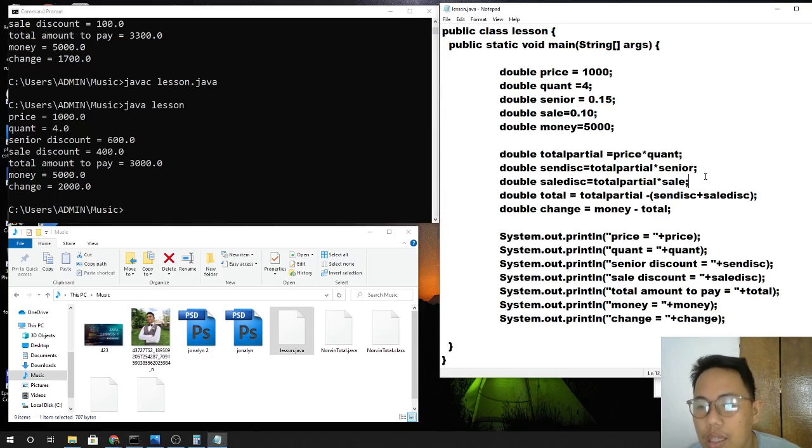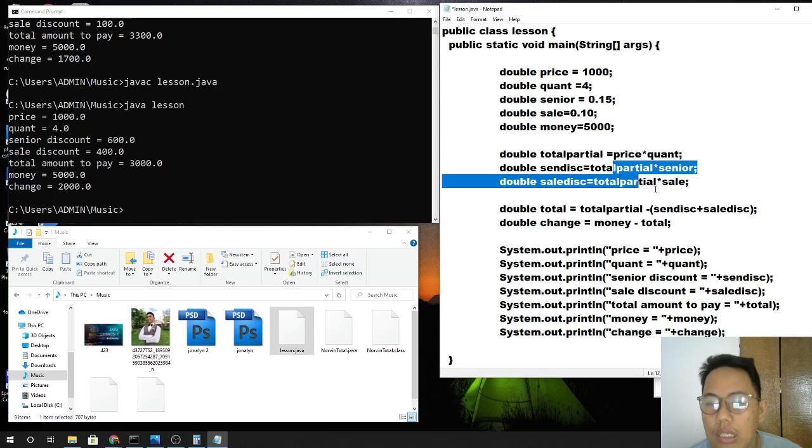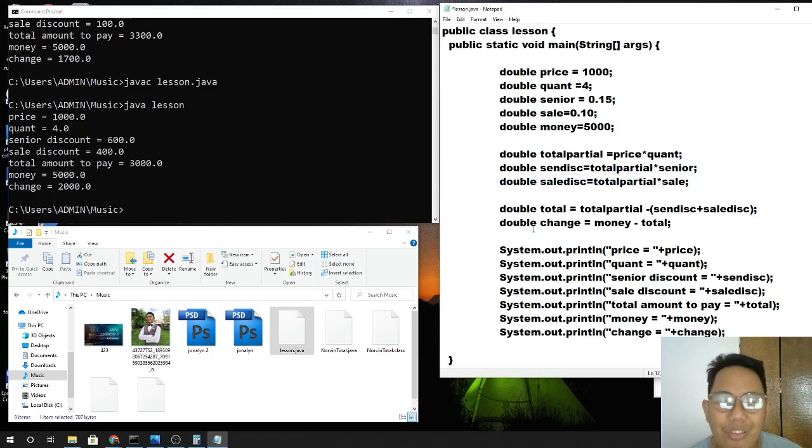So we will now get, since we're able to get the senior and the sales discount, we'll go ahead and get the total amount to pay. So how much is the customer paying after the total amount here and the discount? Remember, since this is a discount, this must be subtraction. It must be taken out from the total amount. So that's why I created a syntax here, total partial, which is 4,000. Then senior discount here, remember that is 600. Sales discount here is the 400. So we have to add these both.